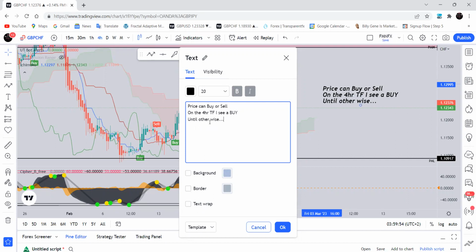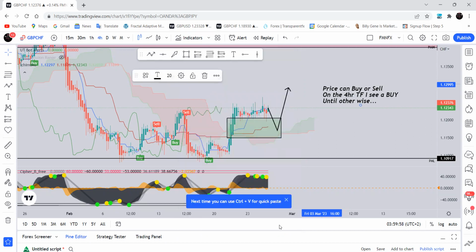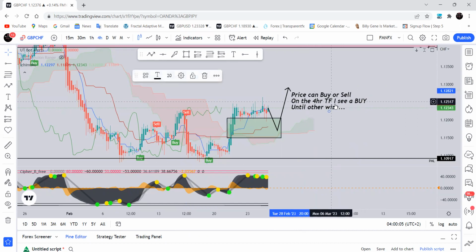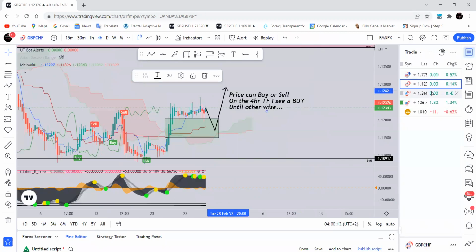Until otherwise, you have to trade what you see. This is why I'm not trying to trade so many pairs, because I don't want to get confused on what I'm doing. But price, I said to myself, price can buy or sell on the 4 hour time frame. I see a buy. Until otherwise, trade what you see.